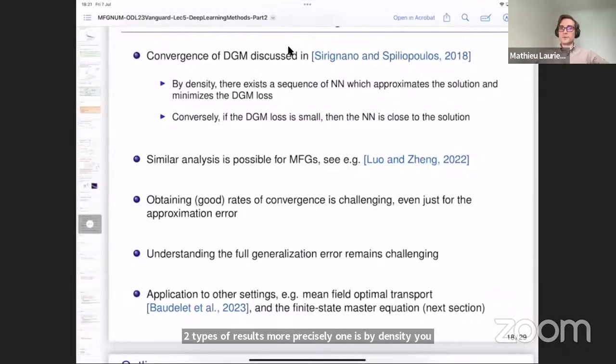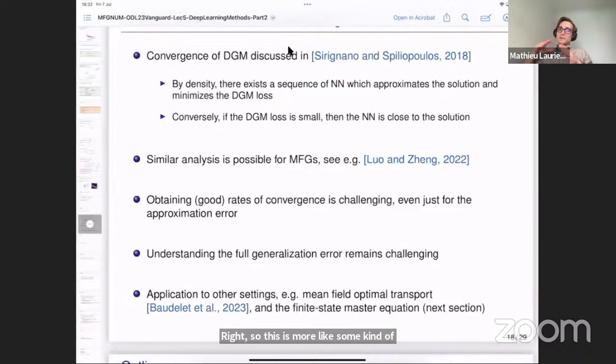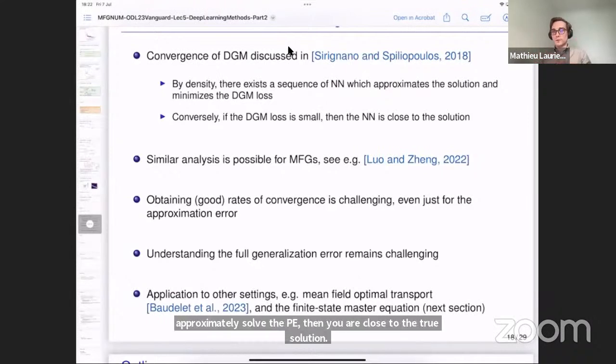You know that there will be a neural network approximating the solution to the PDE, right? And there will be a sequence of neural networks that minimize the loss, provided you take big enough neural networks, if you want to have asymptotic convergence. Conversely, and maybe more interestingly, you can show that if a neural network, or actually any function, approximately solves the PDE, then it is an approximation of the solution, right? This is some kind of stability result that says that if you approximately solve the PDE, then you are close to the true solution. But this has nothing to do with neural networks, in fact.